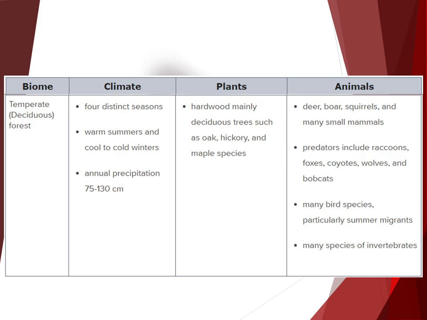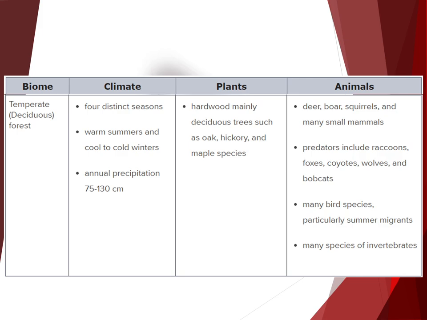The temperate forests, also known as deciduous forests, typically have a climate that's characterized by 4 distinct seasons: summer, fall, winter, spring. They typically have warm summers and cool or cold winters, with an annual precipitation somewhere between 75 and 130 centimeters. Plants are typically hardwood trees like oak and hickory, and you'll find animals there like deer, boar, squirrels, and other small mammals.